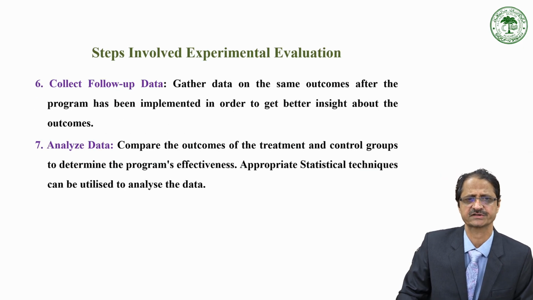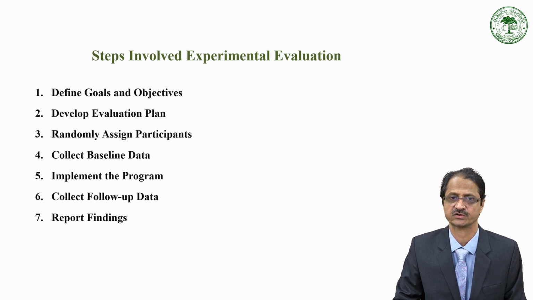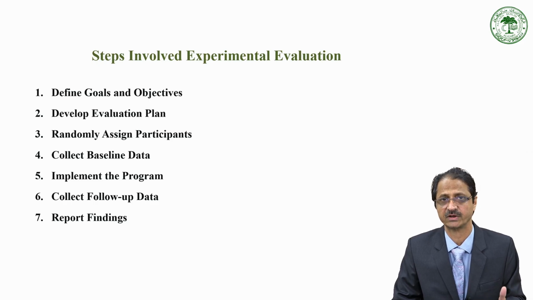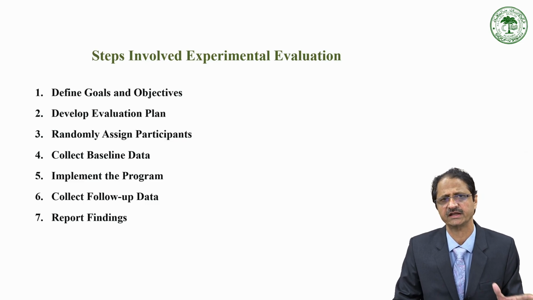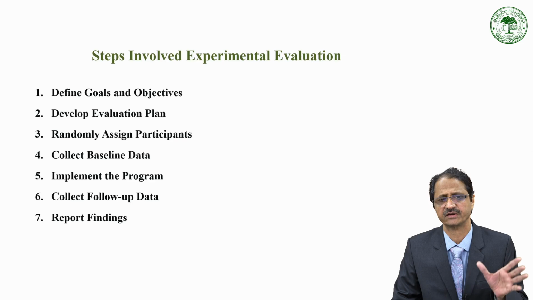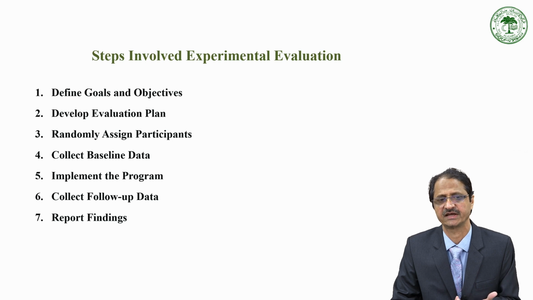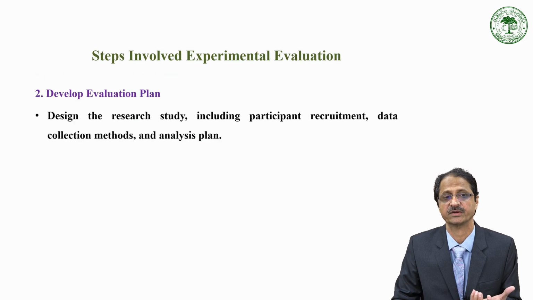So, we have discussed experimental method in detail. We have tried to understand, okay, first of all, we have to select the goals and the objectives, and then we have to develop a plan and randomly assign participants, dividing them into control and the experimental group, and then we are collecting the base data, and after implementing the program, we are again collecting the data in order to see the difference between the previous test scores and the final test scores. That is basically related to the analysis aspect, and then we are reporting the findings.